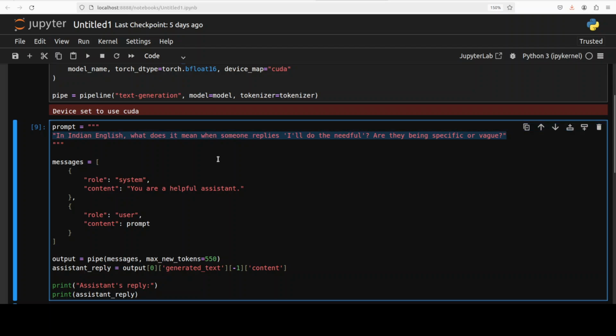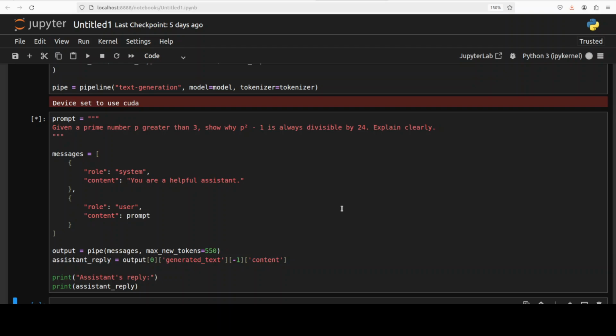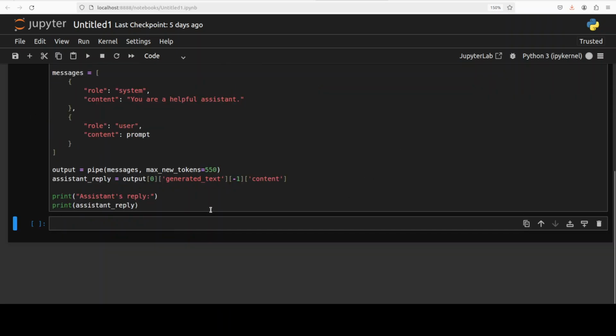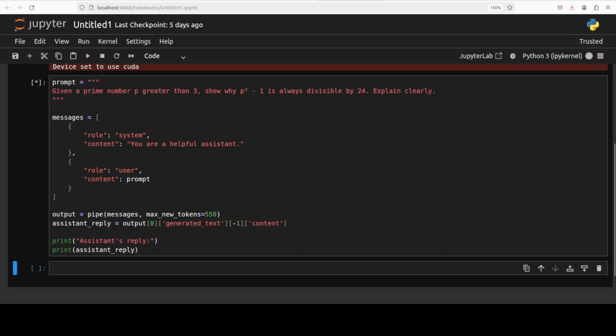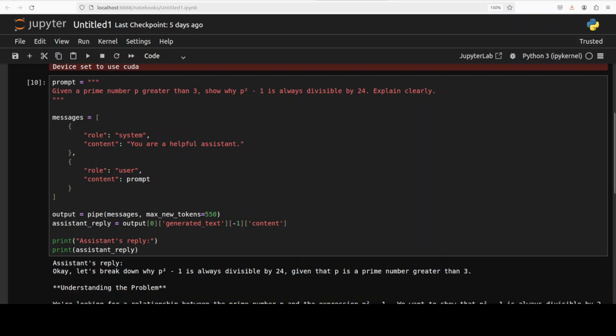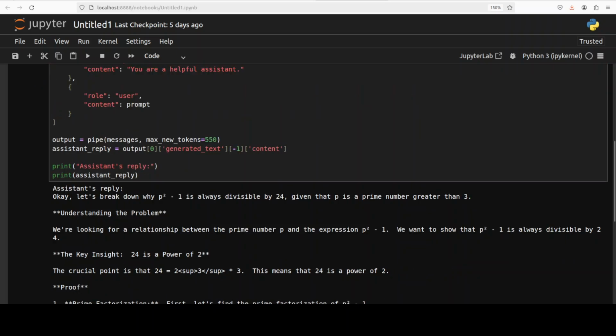Okay, let's try out a math one. So I'm just asking it, given a prime number p greater than 3, show why p squared minus 1 is always divisible by 24. Explain clearly. Let's see how it reasons with the maths. And there you go. So it has given us the reply.